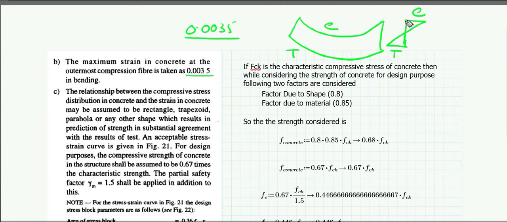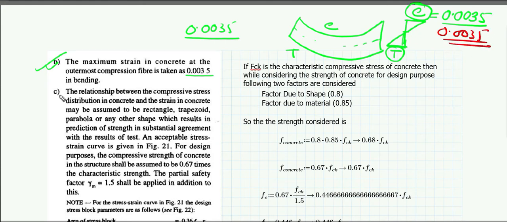This is a strain diagram because here there will be maximum strain, then we have the neutral axis where strain will be 0, and at the bottom there will be strain in the opposite sense, that is tensile strain at the bottom and compressive strain at the top. And this particular point says that the maximum strain in the compression fiber is taken as 0.0035. Okay, you should remember this value, that is 0.0035. This is very important.